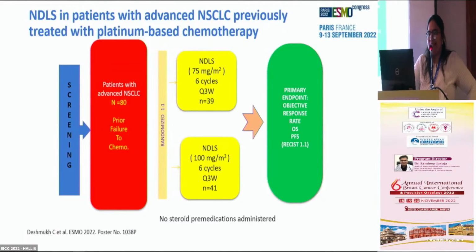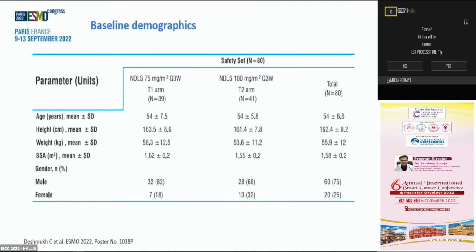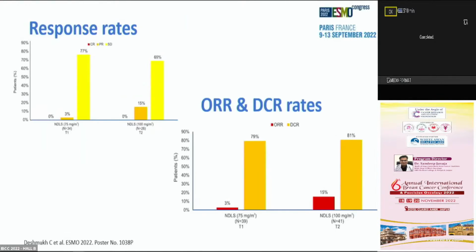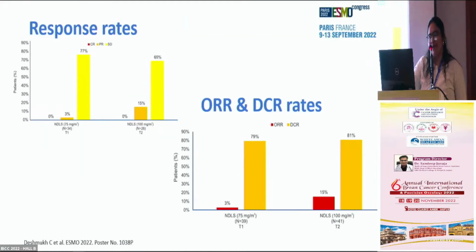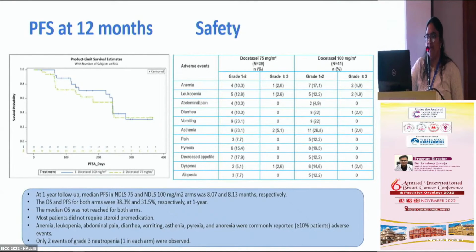So going beyond breast cancer, nanosomal docetaxel in non-small cell lung cancer, in patients treated after platinum therapy. In second line, the data with 75 versus 100 milligram per meter square, almost 80 patients were randomized. This is the patients' data with similar profiles in both arms. The overall response rates and disease control rates are similar in both arms, 75 versus 100 milligram per meter square. And safety-wise, 75 milligram per meter square was safer with similar PFS and OS.